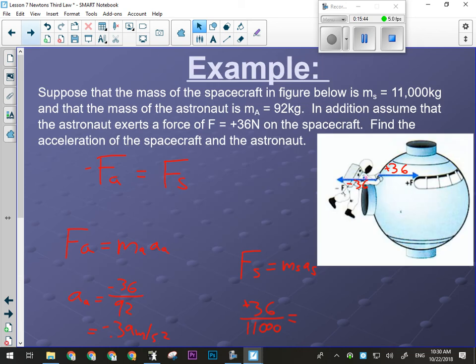All right, so with the spacecraft here, this is what we were talking about a minute ago. The spacecraft has a mass of 11,000 kilograms. The astronaut has a mass of 92 kilograms. When they push off, they exert 36 newtons worth of force on the spacecraft. Find the acceleration of the spacecraft and the astronaut. So again, what we need to remember is that the force on the astronaut is equal but opposite to the force on the spacecraft. That's what Newton's third law says.